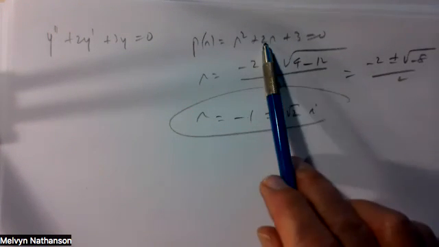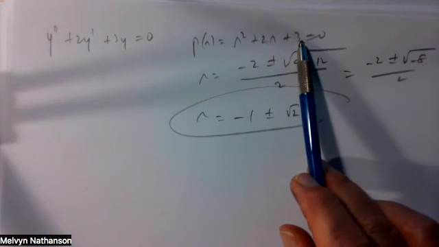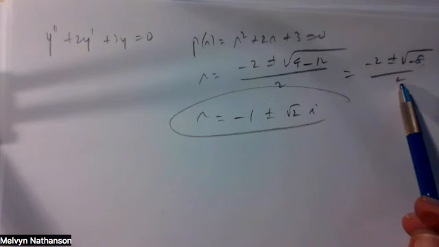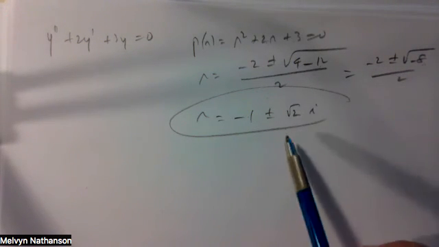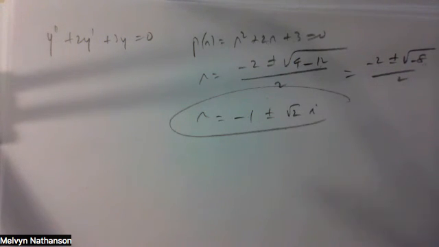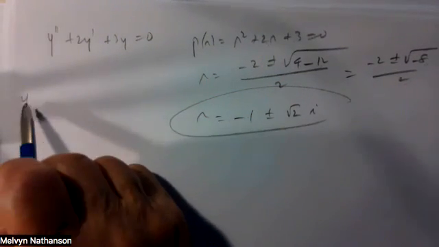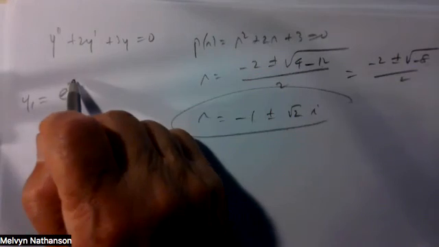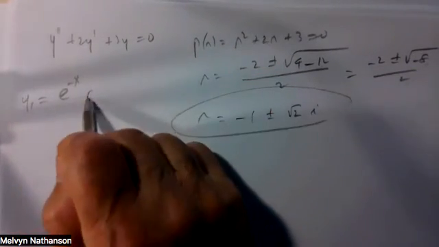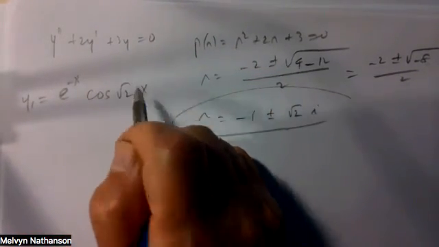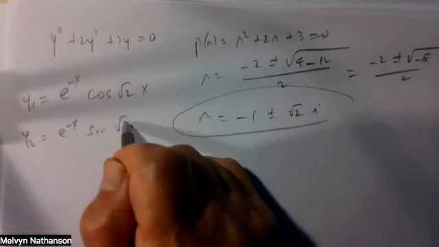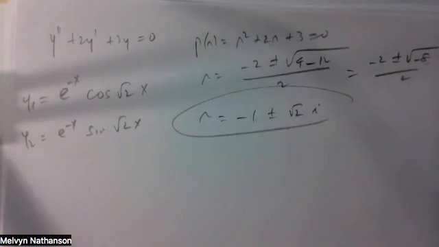Right. b squared is 4. 4ac is 12. 4 minus 12 is minus 8. Square root of 8 is 2 root 2. 2 root 2 over 2 is root 2. Minus 2 over 2 is minus 1. That's my quadratic equation. So what are my solutions? y1 is e to the minus 1 times x, e to the minus x, times the cosine of root 2x, and y2 is e to the minus x times the sine of root 2x.